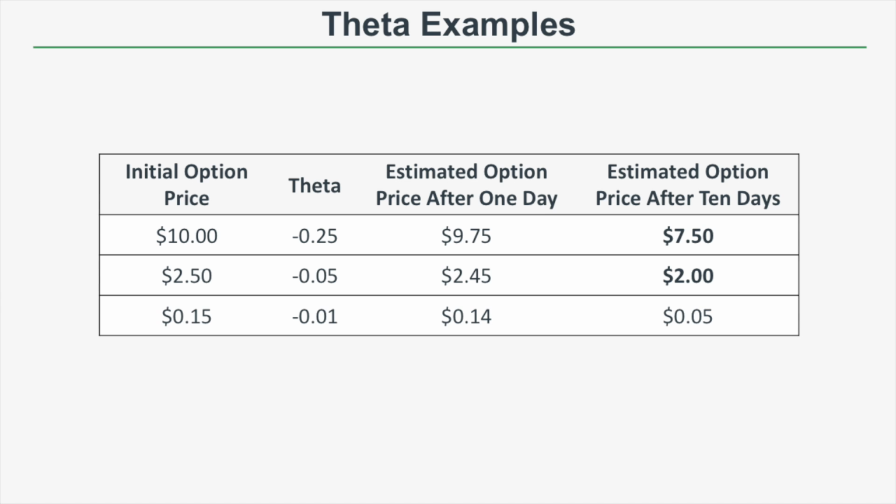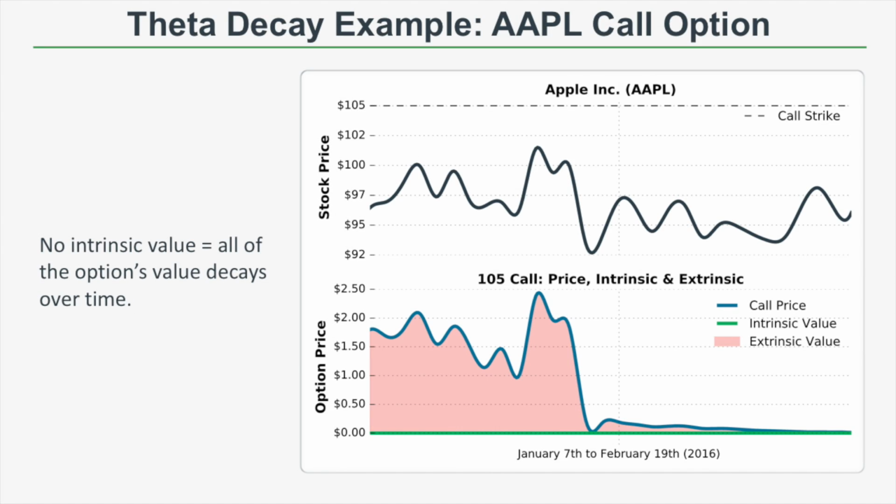So to build on everything you've learned thus far about theta, let's actually look at some examples of options that are decaying as their expiration dates approach. So in this example, we're looking at a call option with a strike price of 105.